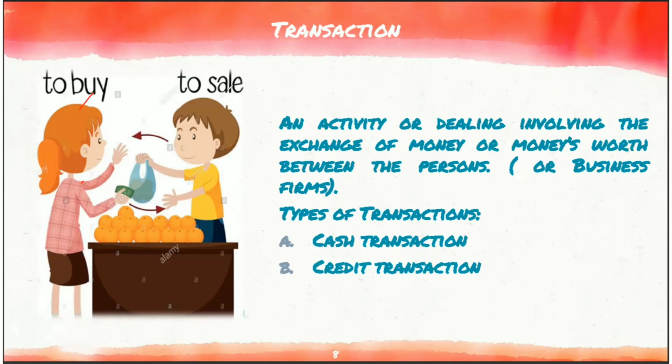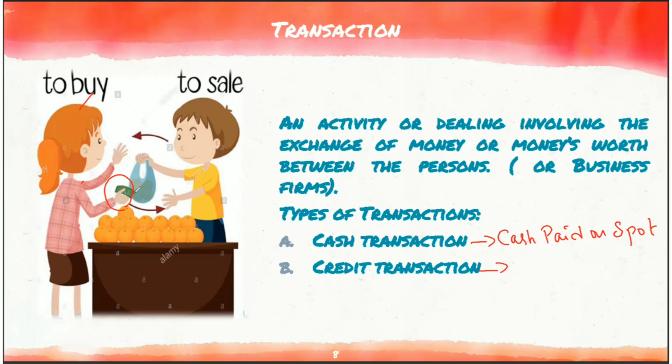Okay, now in transactions we have two types. One is cash transaction and another one is credit transaction. For example, in this picture you can see she is paying the cash on the spot and buying, so this kind of transaction we call a cash transaction, when the cash is paid on the spot. If cash is paid on the spot, then we call that transaction a cash transaction.